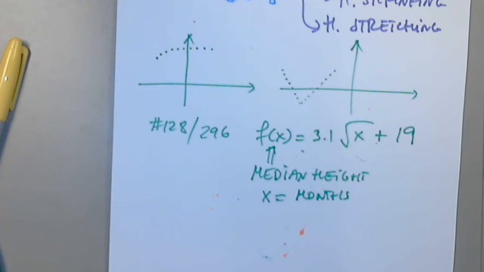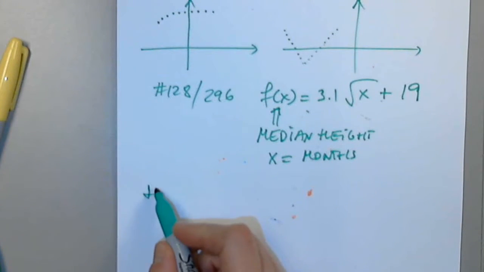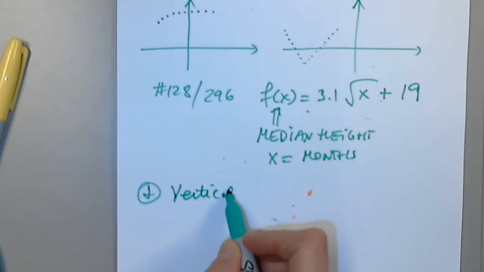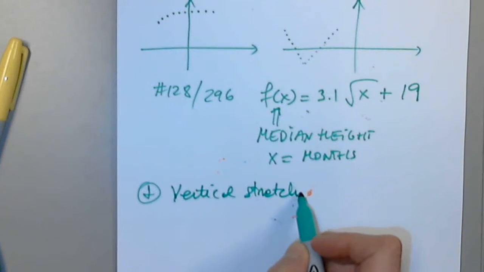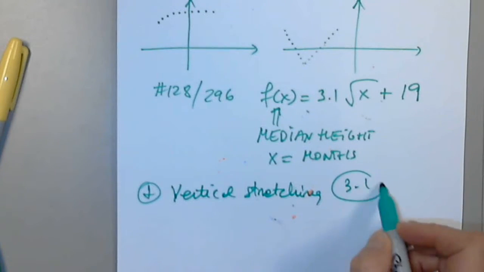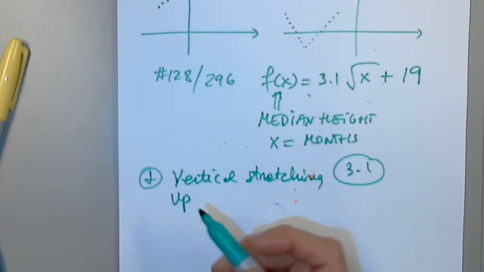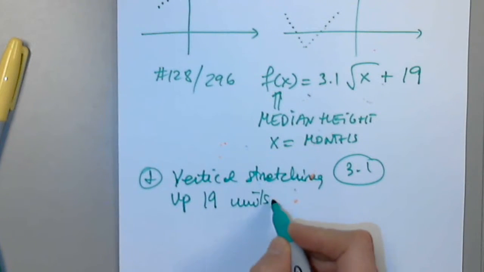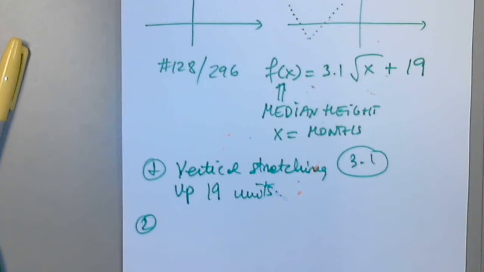Here's the first question. Describe how the graph can be obtained using transformations of the square root function. So what will I say? Number one, vertical stretching, 3.1, and then shifted up 19 units. Very good. Number two, question number two.